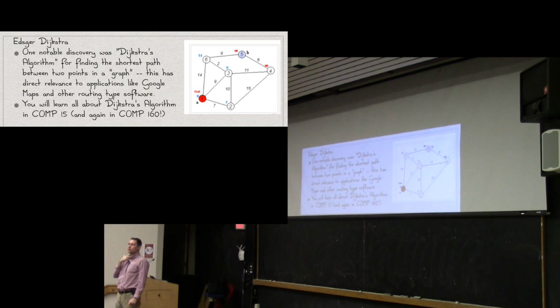How many people have used Google Maps before? Or Apple Maps or whatever, right? Pretty much everybody's used these things. If you want to drive from here to Florida, right? Your computer, through Google Maps, can tell you the shortest path to get there. Now, when I say shortest path, do I necessarily mean number of miles? No, what else could I mean?